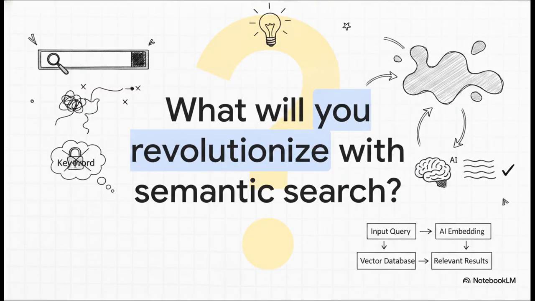Take a look at the software you are building right now. What traditional search features in your apps are currently frustrating your users because they demand exact keyword matches? How many fragile synonym mapping tables or incredibly complex search indexing rules are you currently maintaining just to handle basic user queries? And more importantly, how are you going to revolutionize those features using the power of vector databases and semantic search? Definitely something to think about as you write your next line of code.